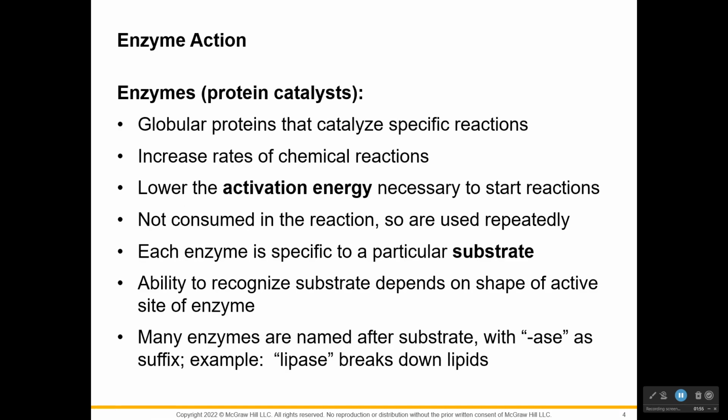Now, enzymes are made of protein. They're globular proteins, and they have a very specific shape. That shouldn't surprise you because structure determines function. And so they catalyze specific reactions. And they do this by what's called lowering the activation energy to start the reaction.